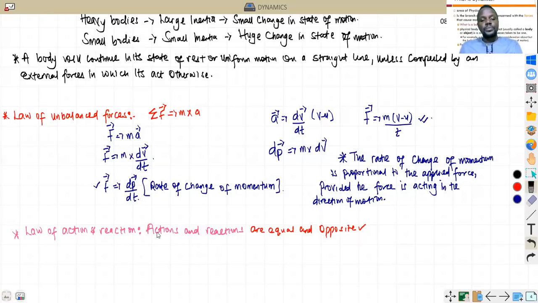Now here, as you can see, action and reaction are equal and opposite. What is this law telling us? For every force that is applied to a body, there is always an opposite force. When you apply a force to a body, there's always an opposite force, which is also applied to the body. So if we have a forward force, there's always a reverse force. So we can conclude there.